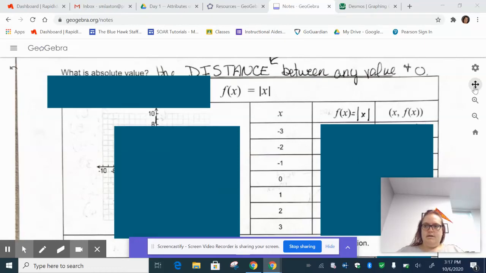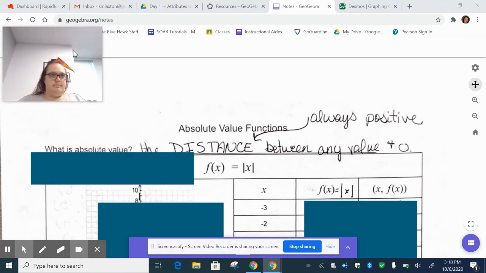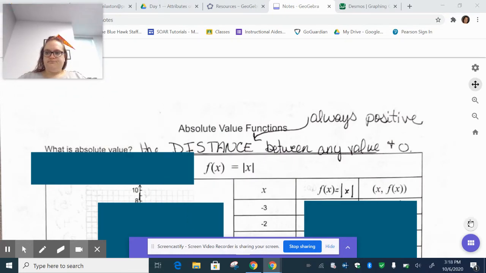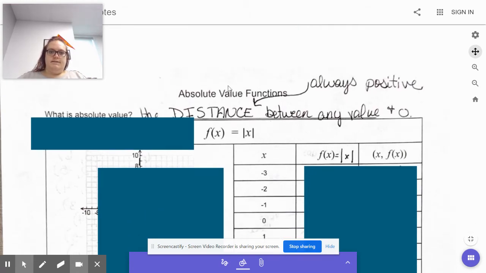All right, so let's talk about absolute value functions. Let's make this full screen so that you can see it a little bit better. So first of all, let's talk about what absolute value is to begin with.